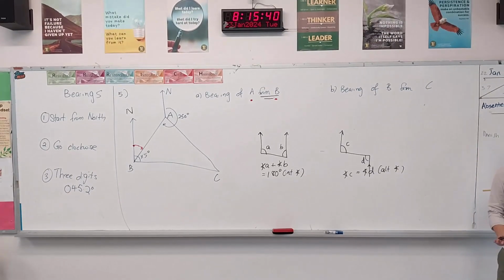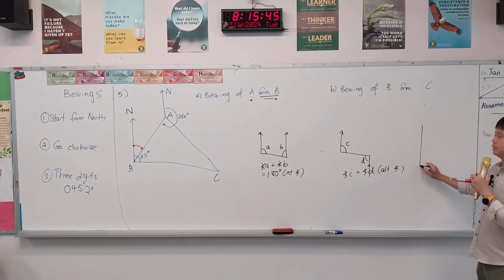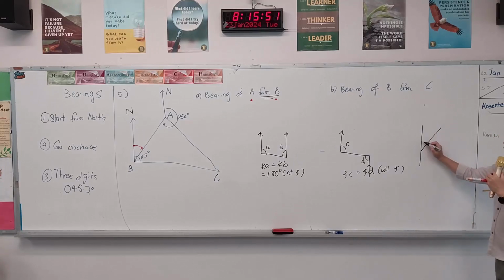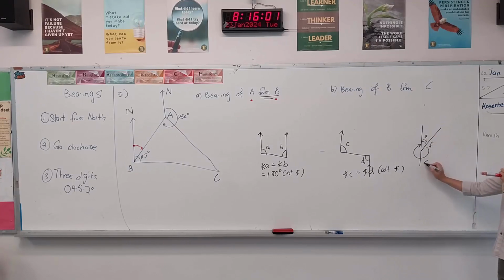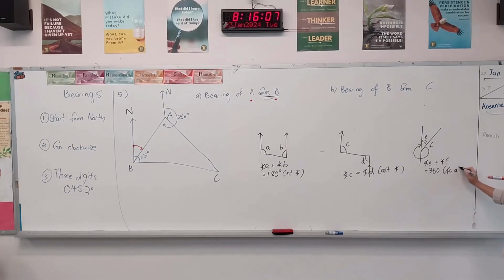Now the last property, I did state in the previous lesson because it's quite common sense. Let's say I have this. Now this angle here and this angle here, what's the property? They add up to? Yes, so angle E plus angle F equals 360, angles at a point.